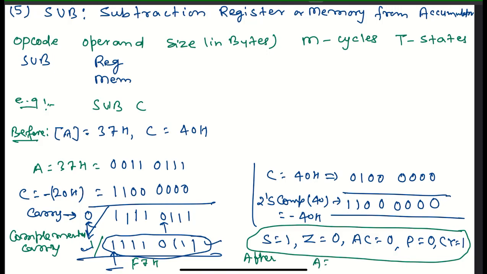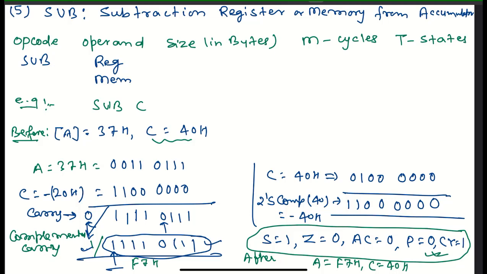The accumulator content will be F7H, and there is no effect upon the content of the C register. So the C register will have the same value, 40H, and the flag registers will be updated with these values. So this will be the result after execution of this instruction.